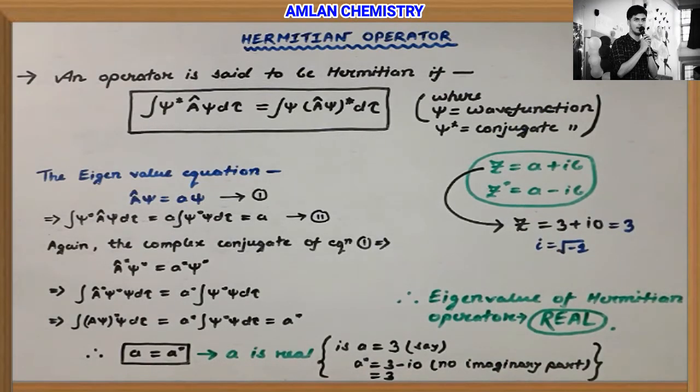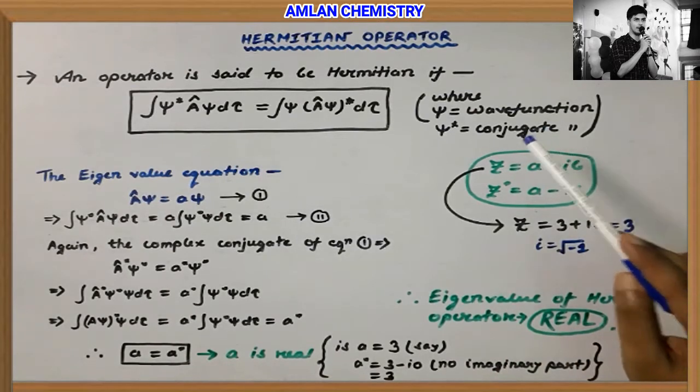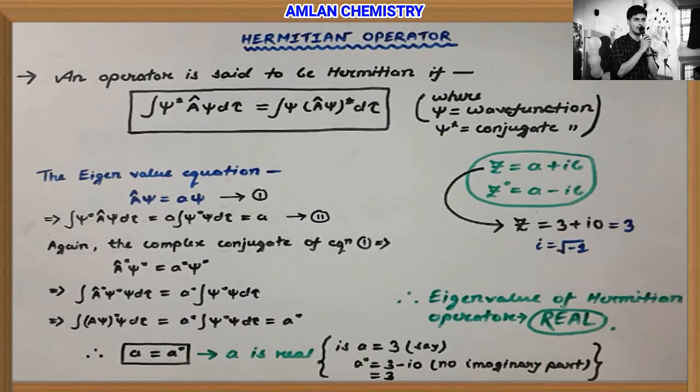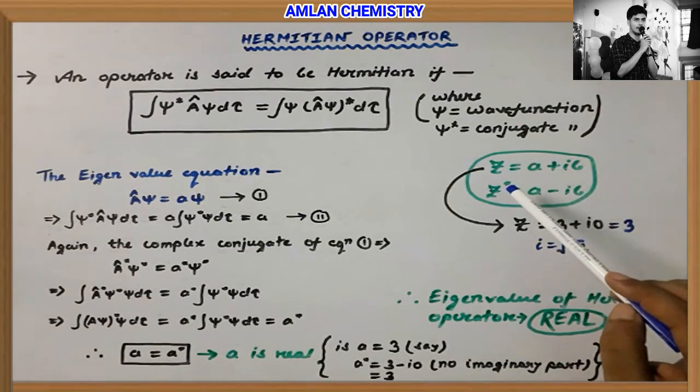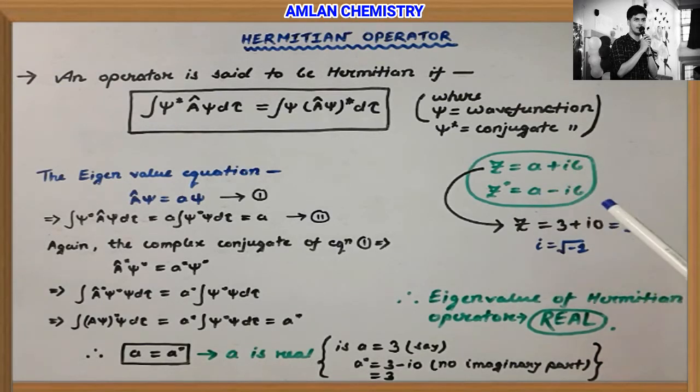Now if you remember the complex number system of mathematics, if z is a complex number, it is denoted by z equal to a plus ib, where a is the real value and b is the imaginary portion, and i is equal to root over minus 1. The complex conjugate of this, z star, will be a minus ib. So this plus sign will get converted to a minus sign.